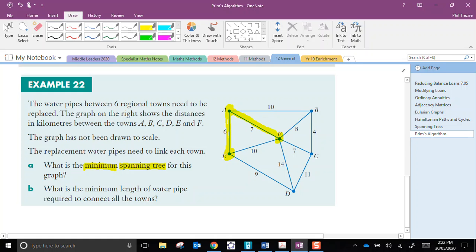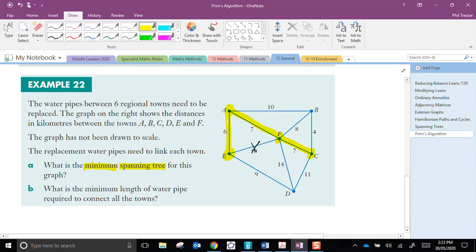Now looking at only edges. Now, this one, forbidden. That would form a cycle. We cannot have cycles in trees. So that 10 is off limits. It might even be worth crossing it out so I don't accidentally use it. Now I have a 9, I have a 14, I have a 7, I have an 8, and I have a 10. The 7 is the minimum. I'll add that one in.